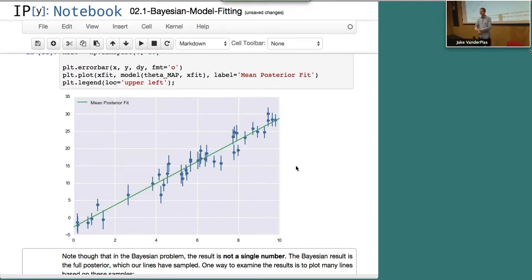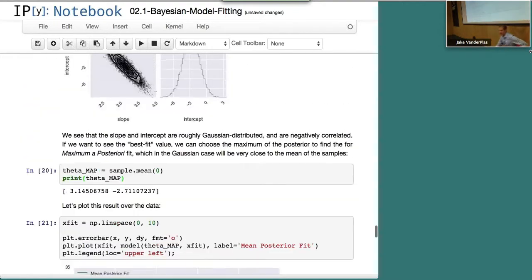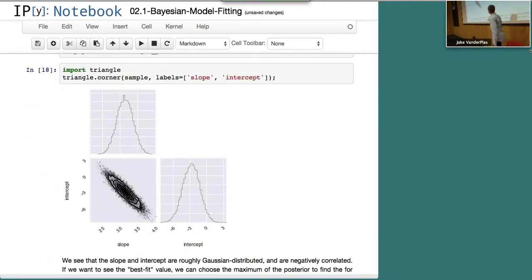Can you say again how you decide which values to use? Yeah, so where we go from the sample to actually getting the values is we take the mean of all the points. The mean of all the slope values is like getting the mean of that distribution up there, which for a Gaussian is close to the maximum, right? And so taking the mean of all these values gives you something in the center of that distribution. And taking the mean of all these values gives you something in the center of this distribution.